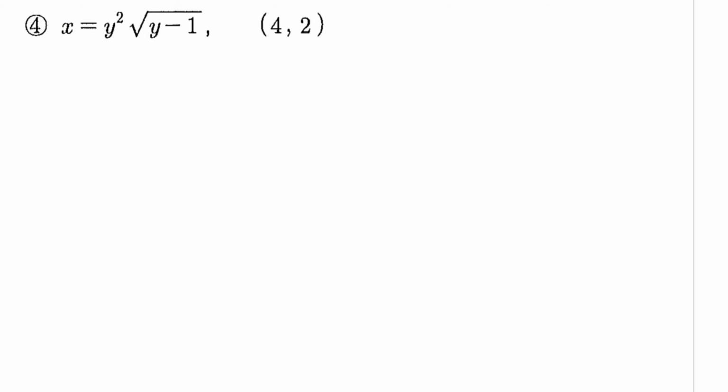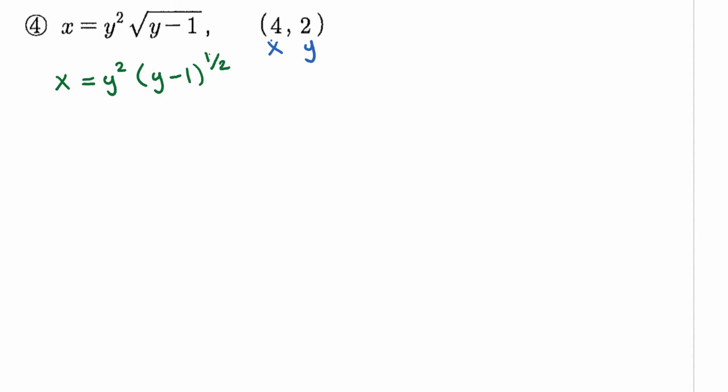I'm now starting question number 4, and question 4 is another slope of the tangent at this given point, which is (4, 2). So this is my x value, which is 4, and this is my y value of 2. Let's go ahead and take its derivative now. Actually, sorry, before we take its derivative, let's rewrite this so that the radical is written in terms of a power. So this is y squared times (y minus 1) to the power of 1/2.